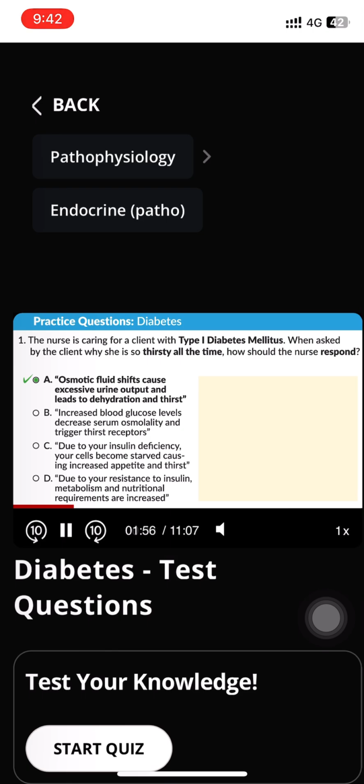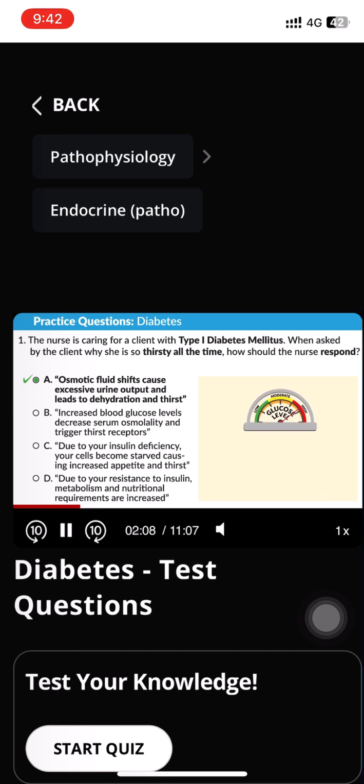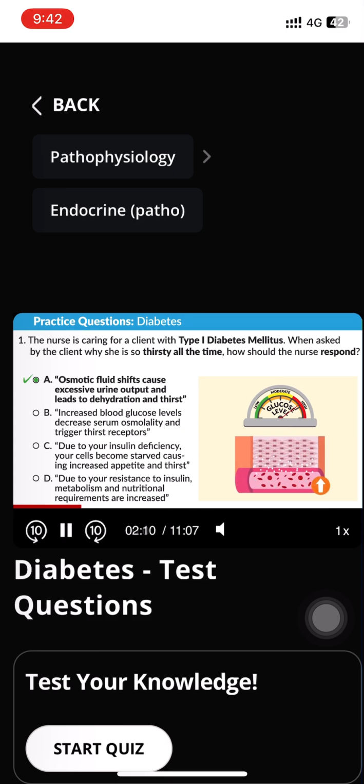Now, option B is incorrect here. Increased blood glucose levels decrease serum osmolality and trigger thirst receptors. No, this is furthest from the truth. Increased blood sugar actually increases the osmolality, that blood thickness, not decreases.